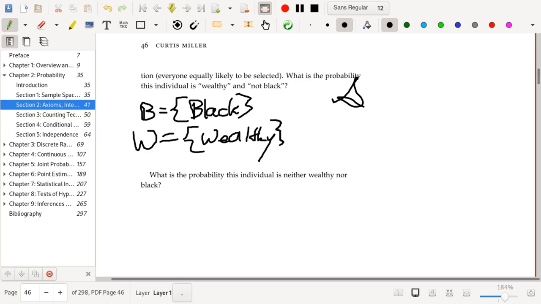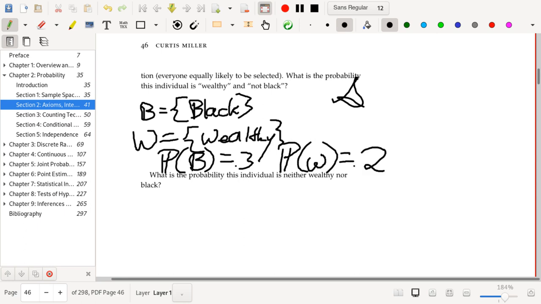Like they make over 90,000. Is making over 90,000 rendering you wealthy? Well, you're certainly well off, but anyway, that stuff aside, we'll just say W denotes the event that you are wealthy by some criterion. And the probability of B, that an individual is black, will be 0.3, and the probability of W, that this individual is wealthy, is going to be 0.2.